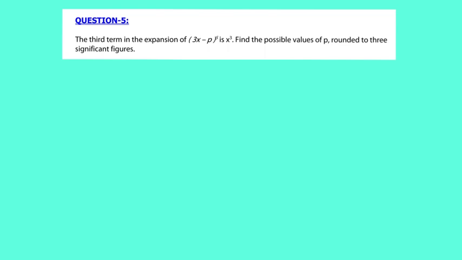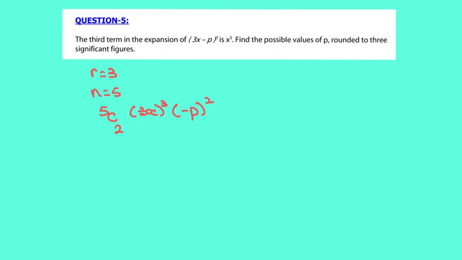Question 5. The third term in the expansion of (3x minus p) to the power of 5 is x cubed. Find the possible values of p rounded to 3 significant figures. If this is the third term, r is equal to 2. n is equal to 5. Therefore, in the expansion, we get 5 choose 2, (3x) cubed, (minus p) squared.